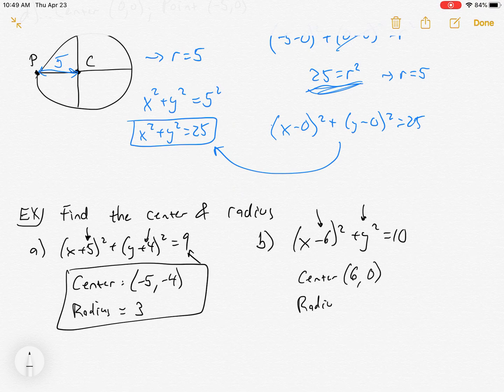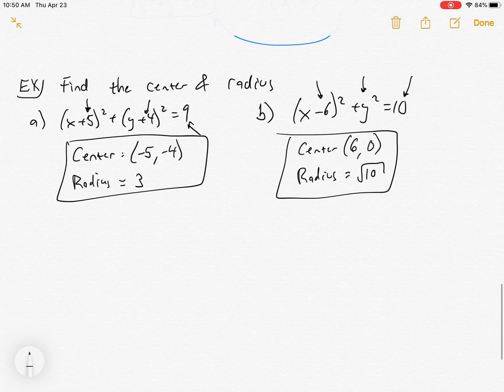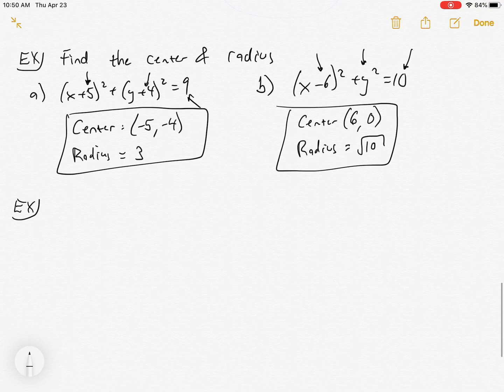Center. What number was put there? Well, I guess a +6 because it's a minus. And it looks like they forgot to put a number on the y. No, that means the y coordinate of the center is 0. And the radius is the square root of that. We don't know the square root of 10. Well, we just write square root of 10, and it cannot be reduced.